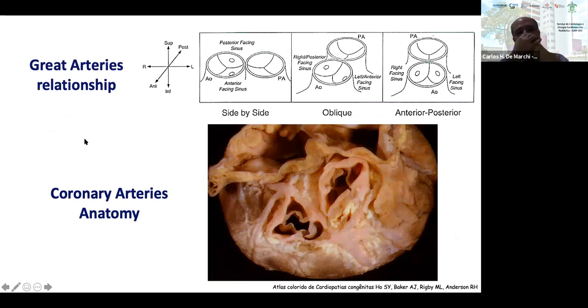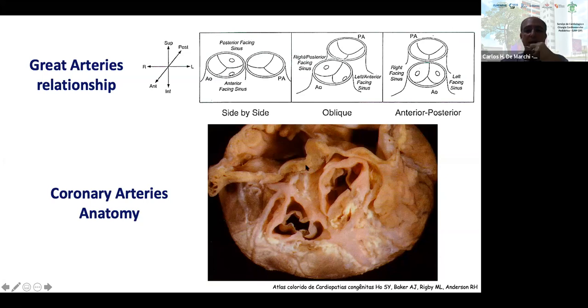The great arteries relationship is an important issue in the DTGA. In general, the majority of cases are the oblique positions with the aorta in front, anterior, and quite to the right, and the pulmonary artery posterior and quite to the left.